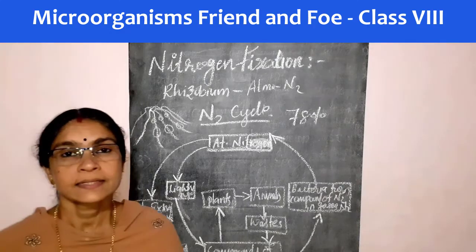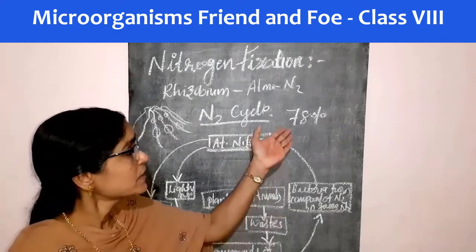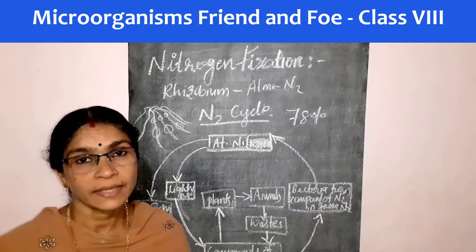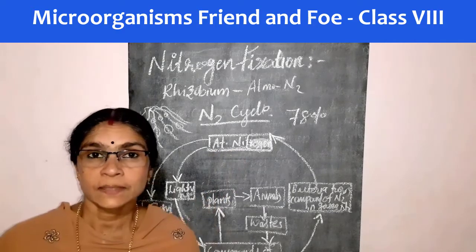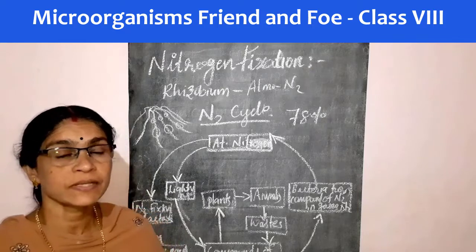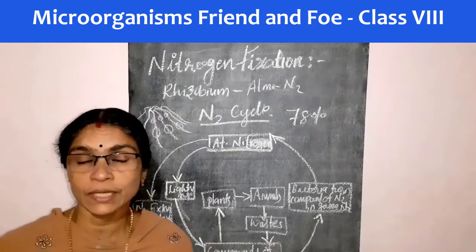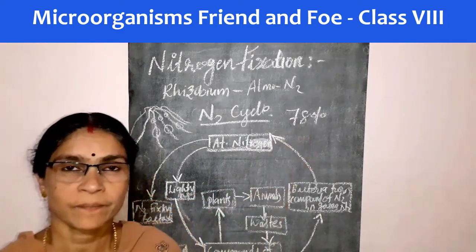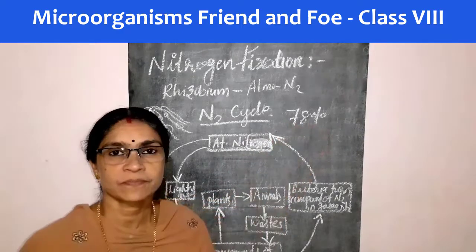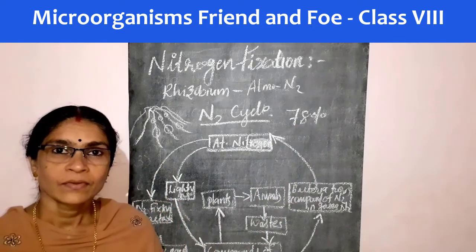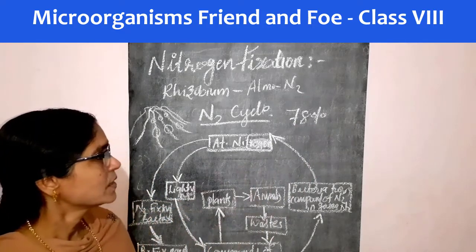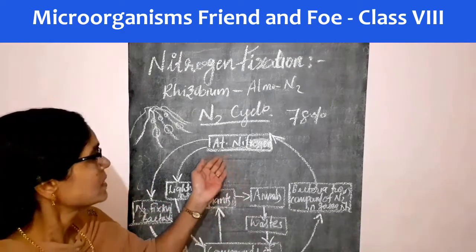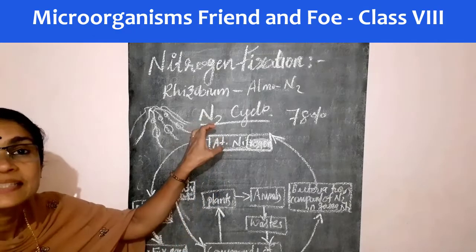We know that around 78% of nitrogen is present in the atmosphere in the form of gases. From this gaseous nitrogen, some amount is fixed by some bacteria or blue-green algae. How does the percentage of nitrogen remain balanced in nature at 78%? To know about that, we have to study the nitrogen cycle. So let us discuss the nitrogen cycle.